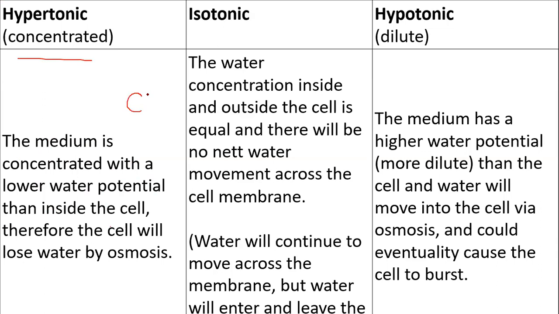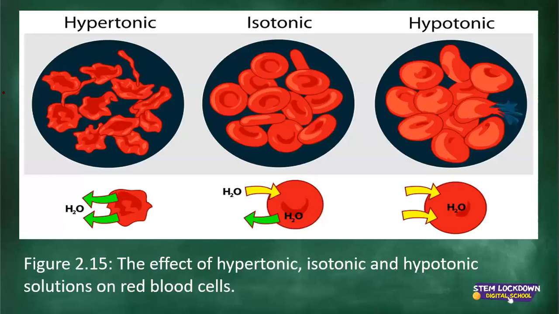So it's the cell here. And then the medium, it's all around the cell. This liquid medium all around the cell over here. So it means it's more concentrated outside the cell than it is inside. So the water will move out, trying to balance things out. The water is moving out of the cell, so the cell would lose water. And this is what will happen to the cell.